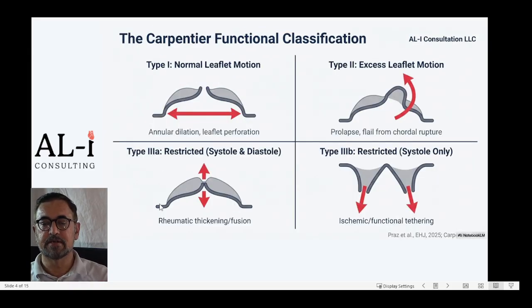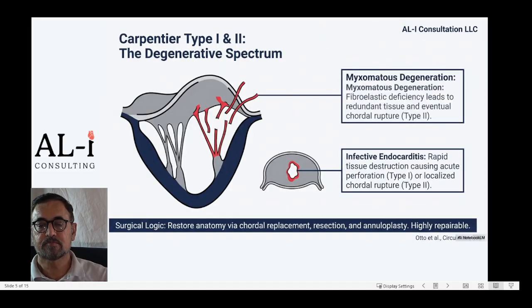We often use the Carpentier functional classification to link the physical mechanism to a surgical strategy. Type 1 Carpentier abnormality features normal leaflet motion, often due to annular dilatation. Type 2 involves excess motion, like a prolapsing or flail leaflet from chordal rupture. Type 3 indicates restricted leaflet motion. Type 3A is restricted in both systole and diastole, classically seen in rheumatic heart disease.